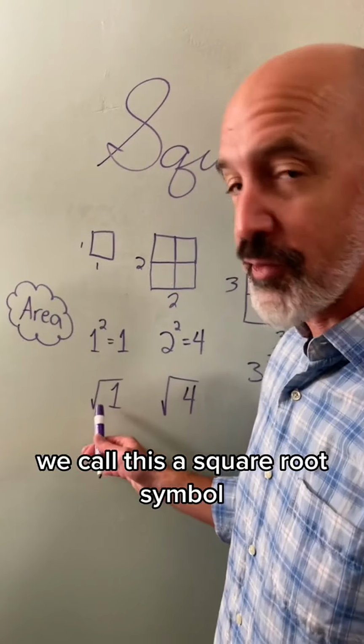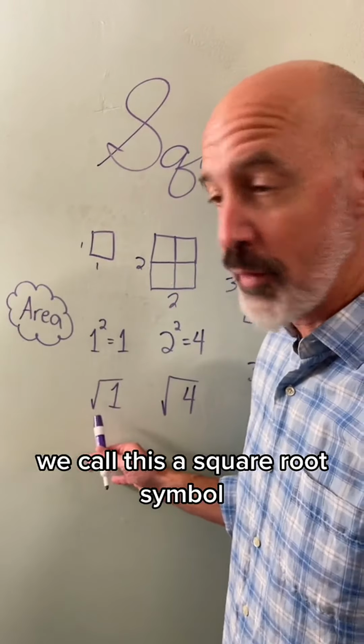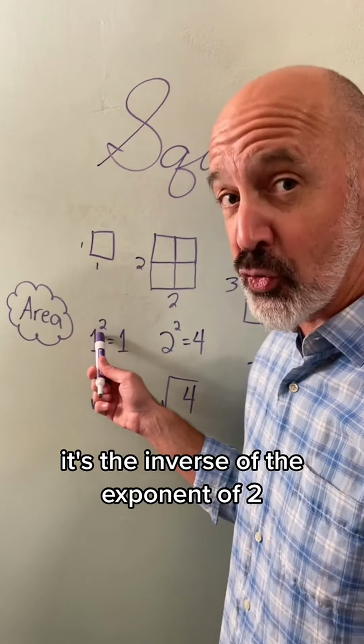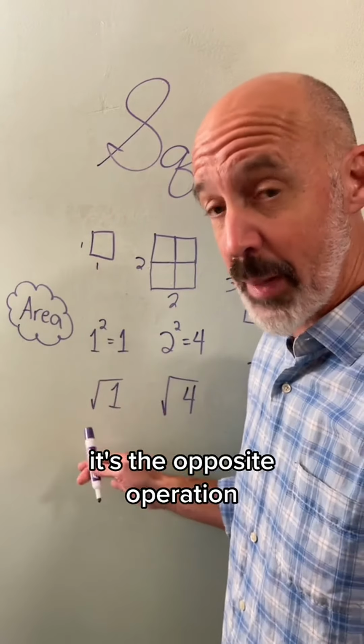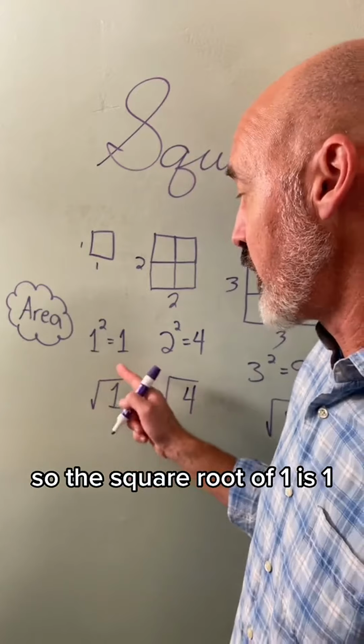So we call this a square root symbol. It's the inverse of the exponent of 2. It's the inverse of squaring. It's the opposite operation. So the square root of 1 is 1.